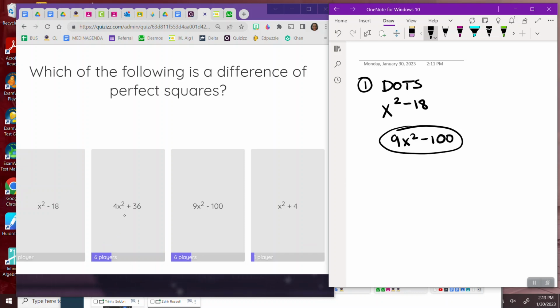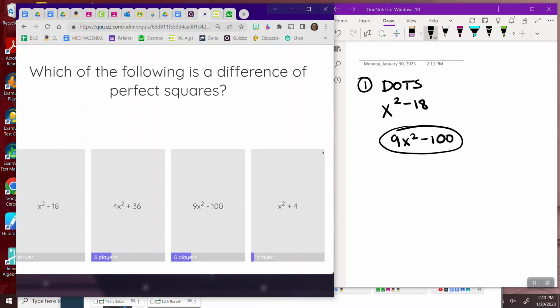I think people got confused here because of the plus sign. You see how 6 people chose this answer? Remember, difference means that it is a subtraction of two terms, okay? Questions?